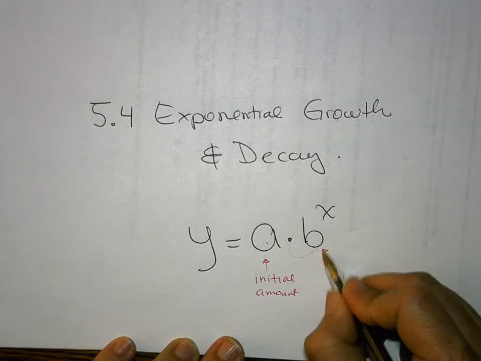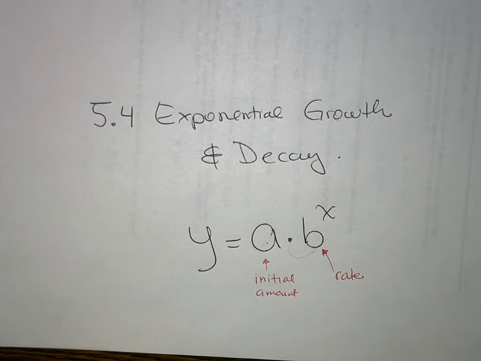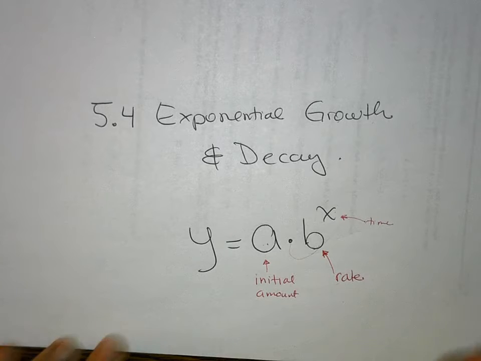This b value is our rate, our growth factor or our decay factor. Something is decreasing by a certain rate or something is growing by a certain rate. And this is the exponent. Usually we are referring to time whenever we're dealing with exponential growth or decay.